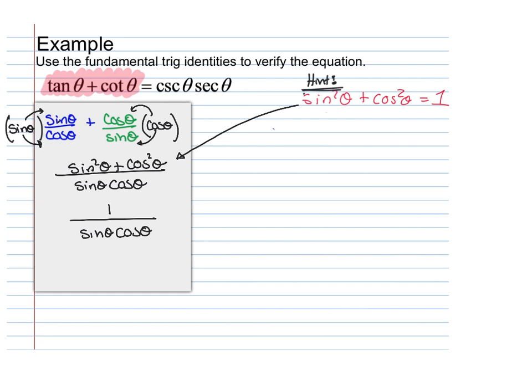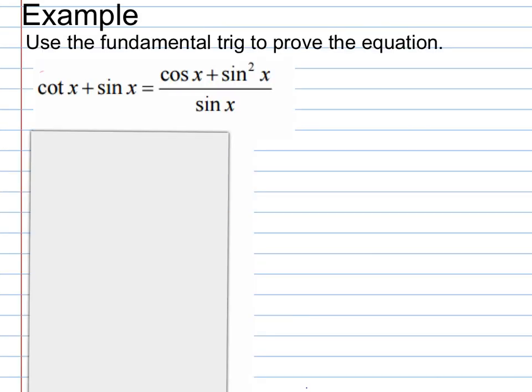And if we separate that, we have then 1 over sine theta times 1 over cosine theta. And we know that 1 over sine theta is cosecant theta. And we know that 1 over cosine is secant theta. So we have checked and we have verified and proven that the left side is equal to the right side by using our trig identities that we know. This is the last one on this section.